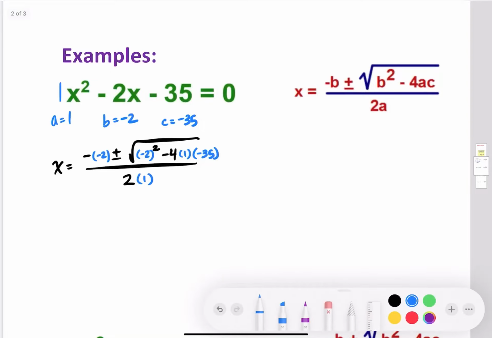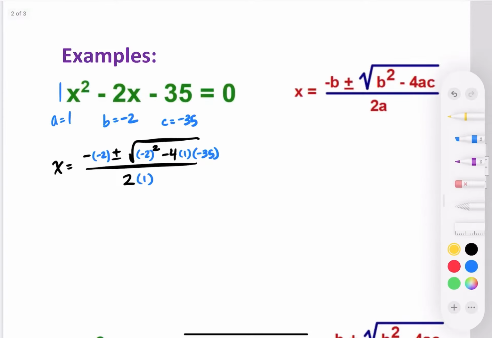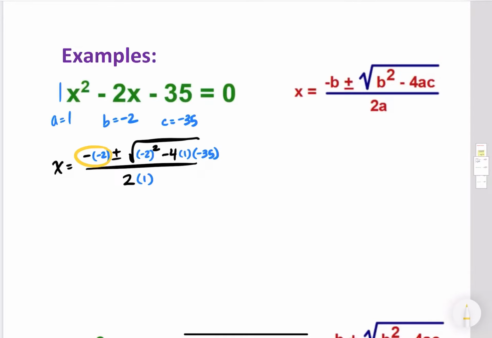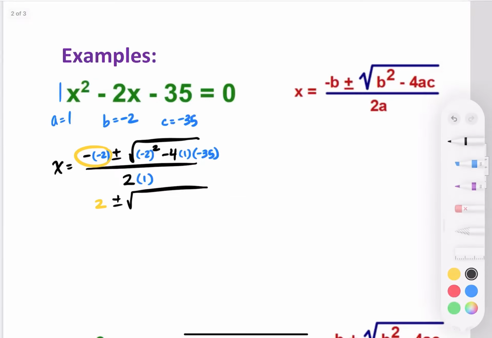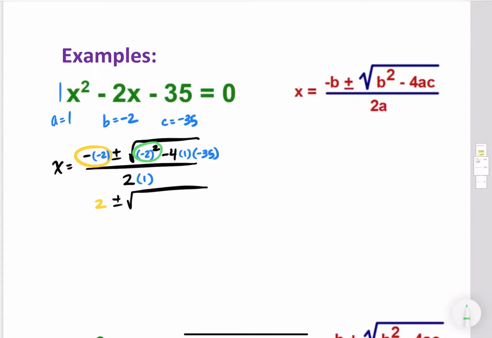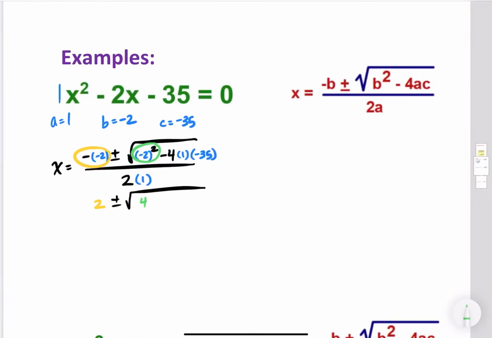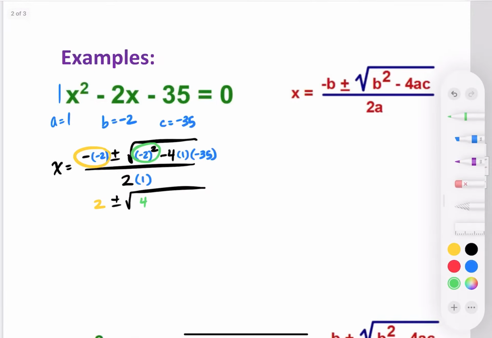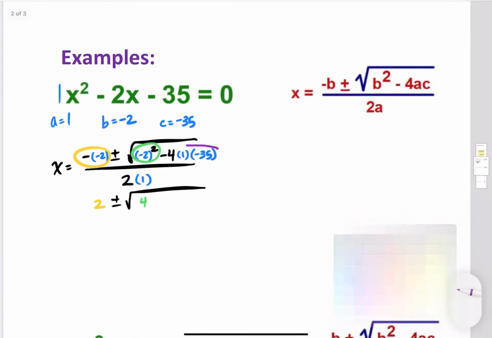Now we're going to simplify, one section at a time. Looking at the first one, I have my negative 2. Negative times the negative is a positive, so that's positive 2. Then I have my plus or minus, and then the square root. Now I'm going to do this negative 2 squared. Negative 2 squared means negative 2 times negative 2, and a negative times a negative is a positive, so that gives me positive 4. Now I'm going to multiply this negative 4 times 1 times negative 35. If I multiply those together, that gives me a positive 140. So I'm going to write down plus 140 to show it's positive.